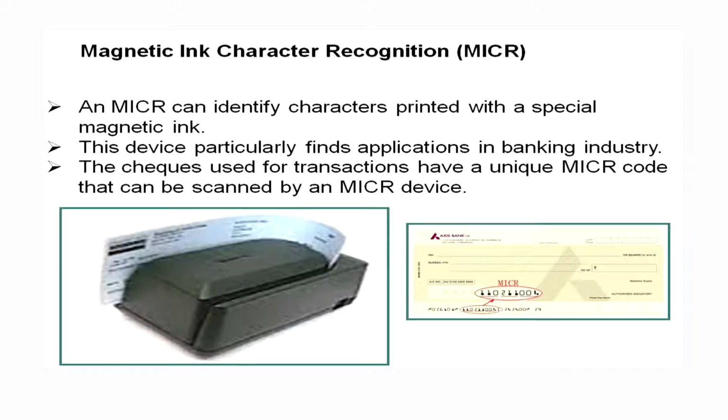Next input device is the magnetic ink character recognition, commonly known as MICR. It is again a device that is used to identify characters printed with a special magnetic ink. And the common place where you must have seen this is the check. The banker's check contains the MICR number below it. It is shown in this slide also. Whenever you deposit the check, this number is scanned by the device to verify the authenticity of the transaction. So, a very useful device for banking transactions is the MICR.